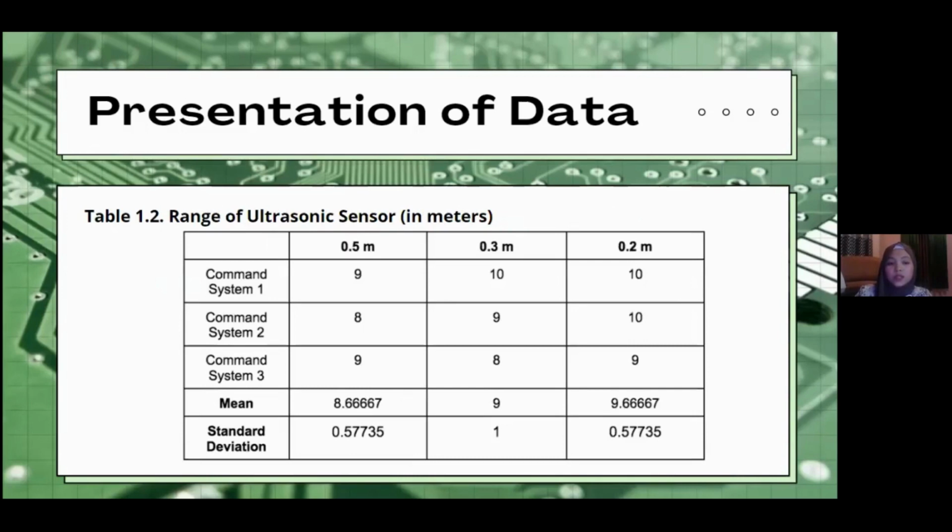Table 1.2 showed that with distances of 0.5 meters, 0.3 meters, and 0.2 meters, the mean values of the people detected are 8.6667, 9, and 9.6667, respectively. The standard deviation for the distances are 0.57735, 1, and 0.57735, respectively. The range of 0.2 meters has the highest mean value, hence it is still the most effective range for the ultrasonic sensor to detect samples.